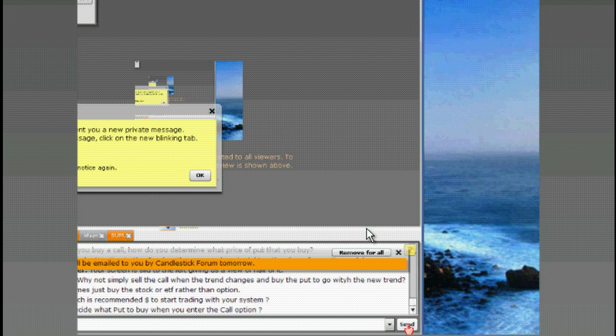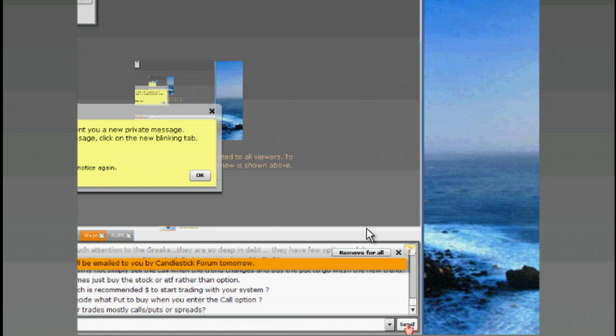Okay, here's a question. Do you sometimes just buy the stock or ETF rather than the option? Yes. We also have stock portfolios. We use Prime Trade Select to select our stocks and ETFs. So we also trade stocks and ETFs without the options. So the Prime Trade Select is in my basic trend following system I've been using for 28 years, and it's worked well for me.